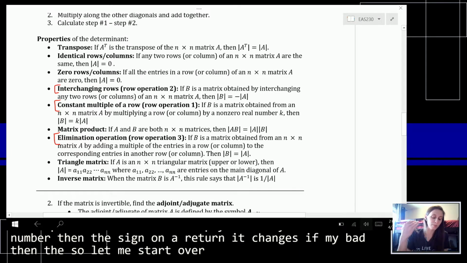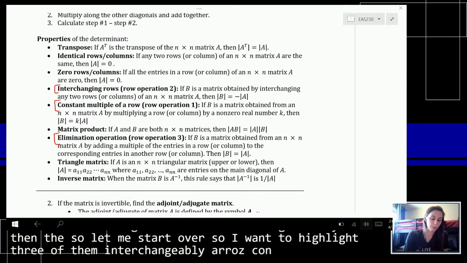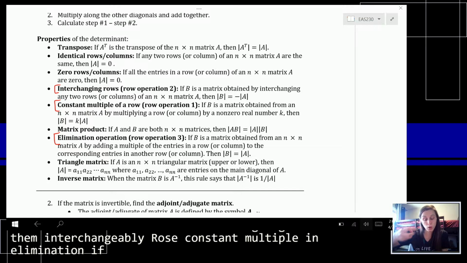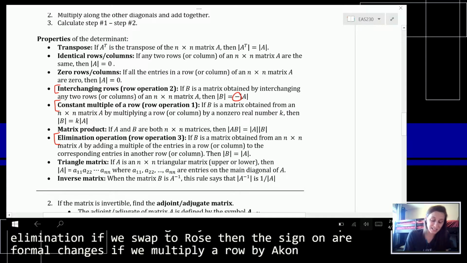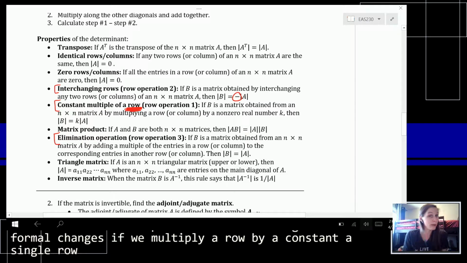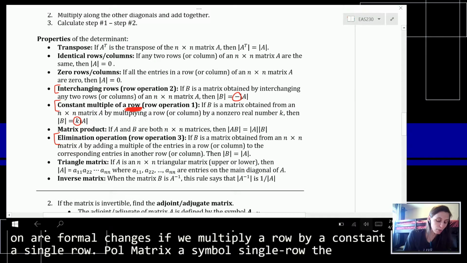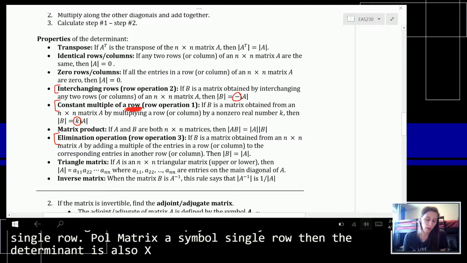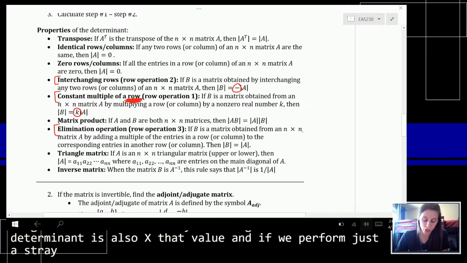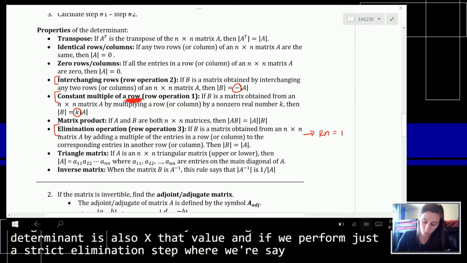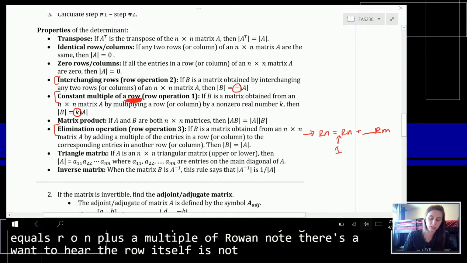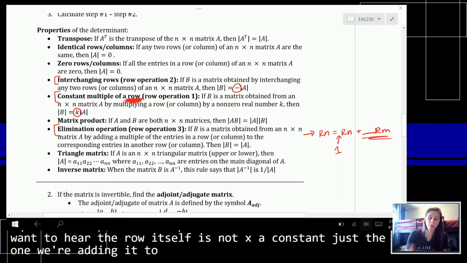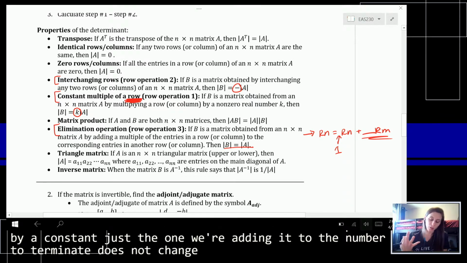So I want to highlight three of them: interchanging rows, constant multiple, and elimination. If we swap two rows, then the sign on our determinant changes. If we multiply a row by a constant, a single row, not the whole matrix, then the determinant is also multiplied by that value. And if we perform just a strict elimination step, where we're saying row n equals row n plus some multiple of row m, note there's a 1 here. The row itself is not multiplied by a constant, just the one we're adding it to. Then our determinant does not change. So I want to highlight those three.